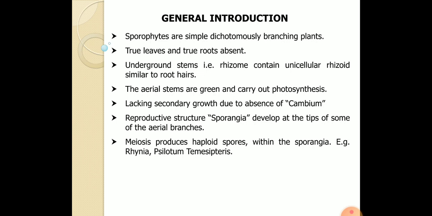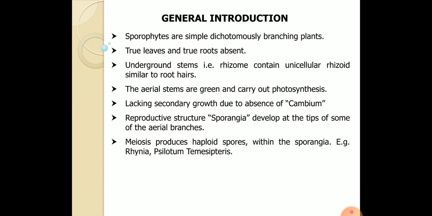The next character is the stem: an underground stem will be there, that is a rhizome. Unicellular rhizoids will be present, which function like root hairs. The aerial stems are green and carry out photosynthetic activity, lacking secondary growth due to the absence of cambium.